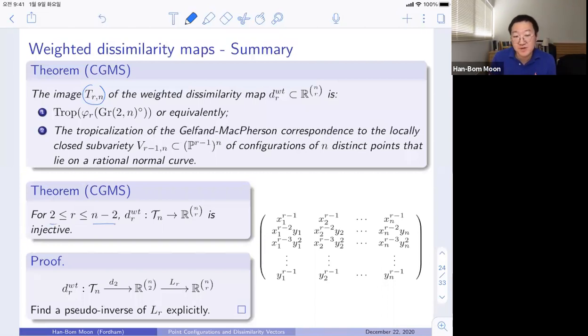And the proof is really simple. We know that the weighted dissimilarity map is a composition of two maps. The first map is already a bijection, so it is sufficient to check the injectivity of the second one. This is a linear map, indeed a 0-1 matrix, so we can compute the pseudo-inverse of this linear map explicitly. This is a really combinatorial computation. Okay, let me pause a little bit. Do you have any questions?